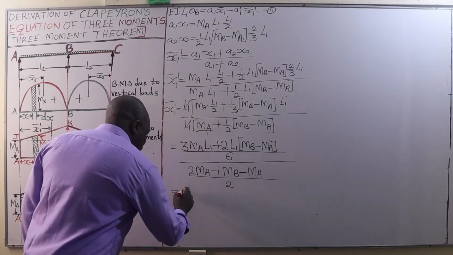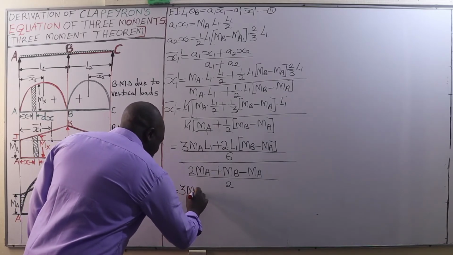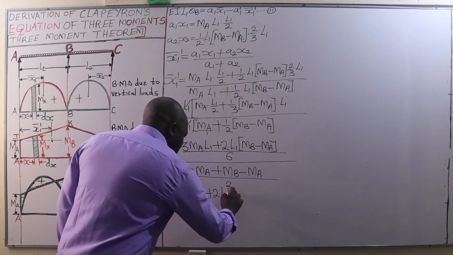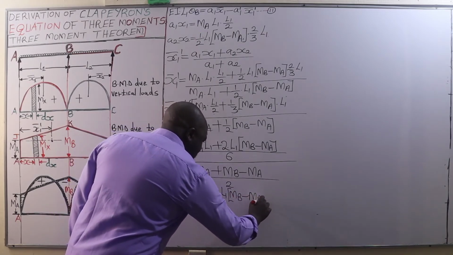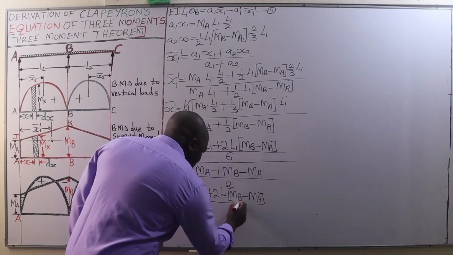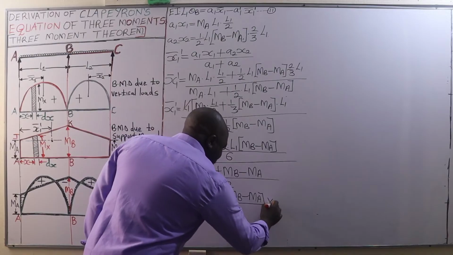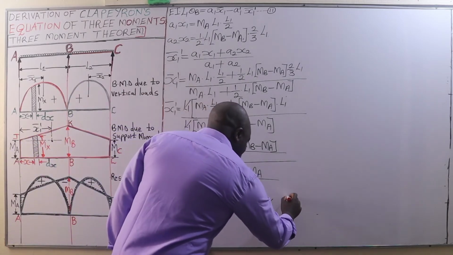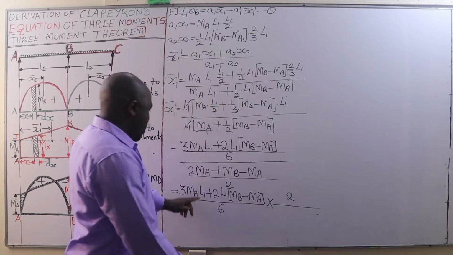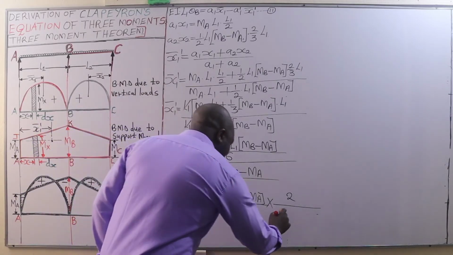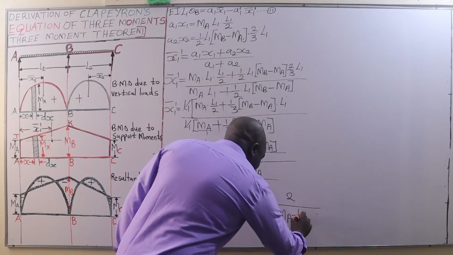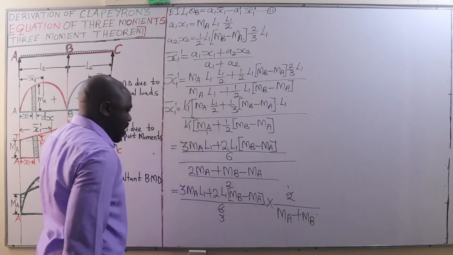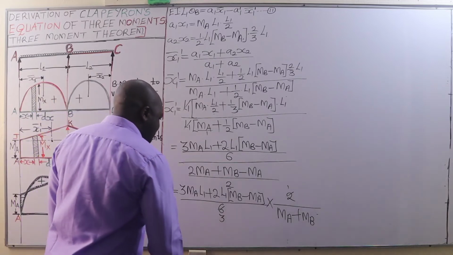This will lead us to 3MAL1 plus 2L1 into MB minus MA, all over 6. We multiply that by the reciprocal of this denominator, this equation as the denominator, which is going to be 2 over 2MA minus MA, that is MA. Therefore, over MA plus MB, by 2, 1 by 2, 3. And this will lead us to the following.